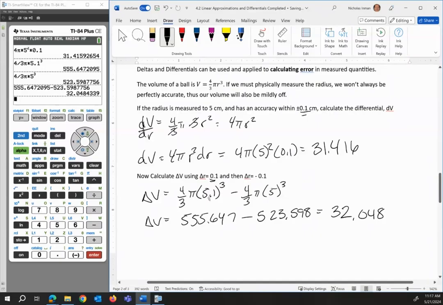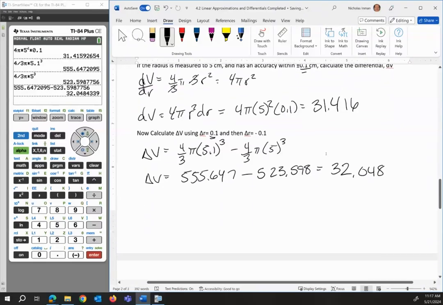Okay, so our differential said we might be off by about 31.4. If we truly were 0.1 off in our radius, the math truly says that we would actually be off by 32 centimeters cubed. So being off by an increase of 0.1, we're off by 32 instead of the 31.4 that we approximated. But the idea is that with differentials, we could be increased by 0.1 or decreased by 0.1.